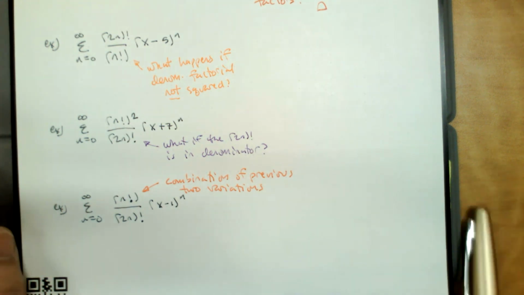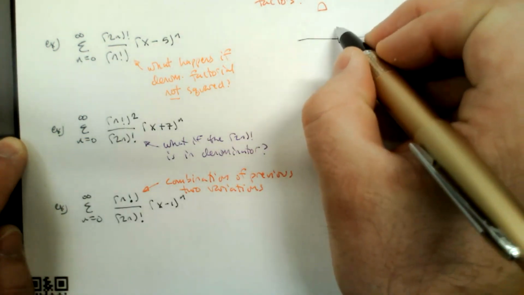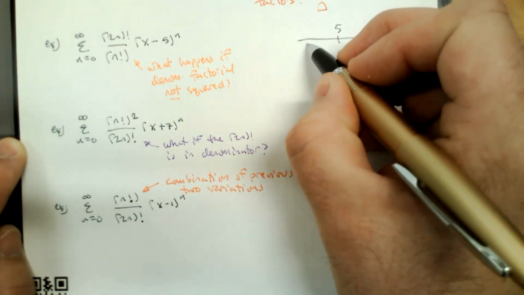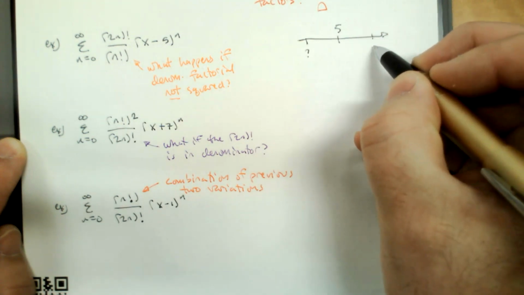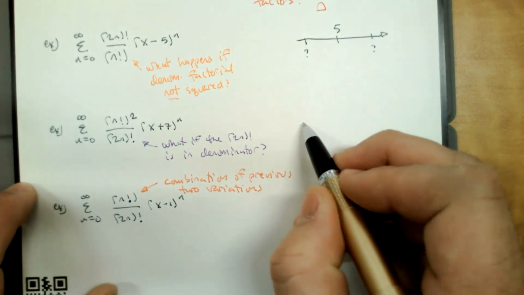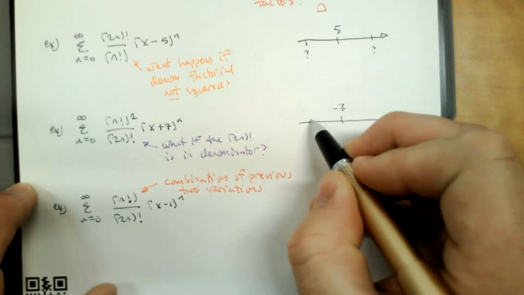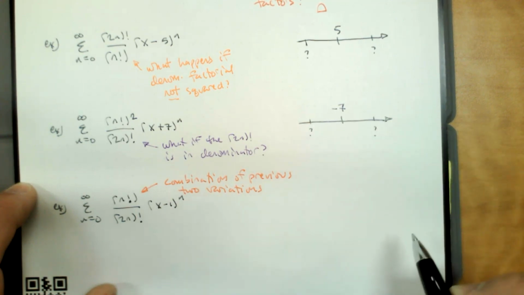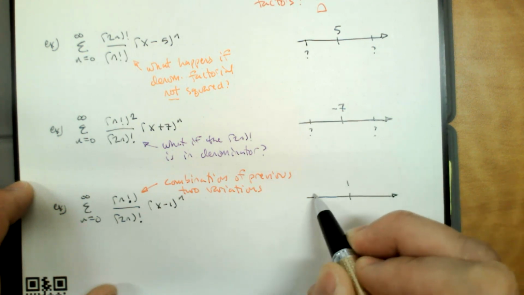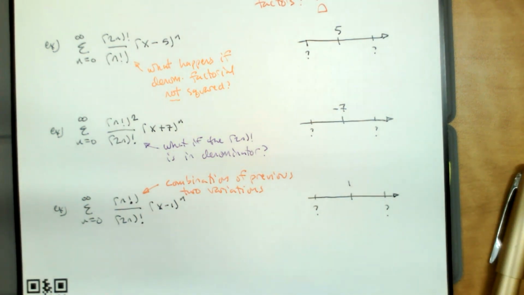Remember, we always get convergence at the center. So this first one here definitely converges when x is equal to 5. What we're trying to figure out is where the left and right endpoints are going to be. In the second example, it definitely converges at the center of the series when x is equal to -7. And in the third example, it definitely converges when x is equal to 1. But we need to know about the radius. How are these factorials going to tell us about the radius?